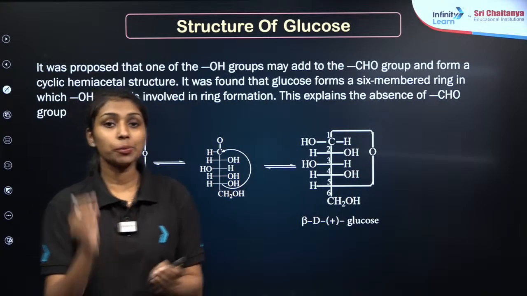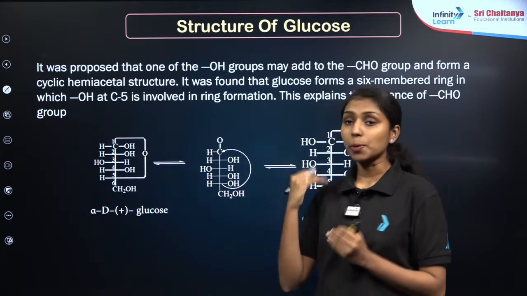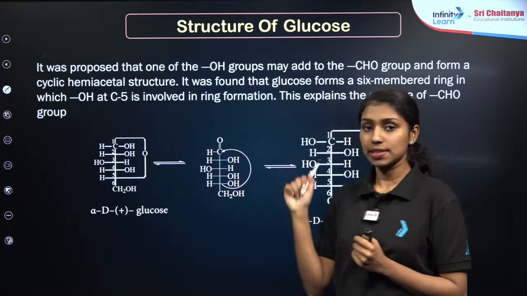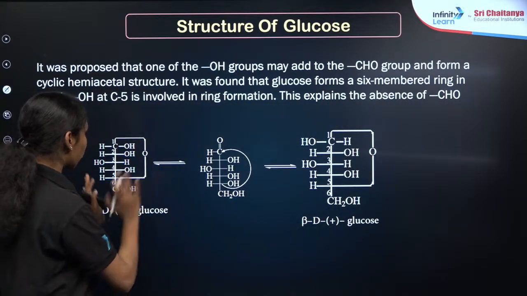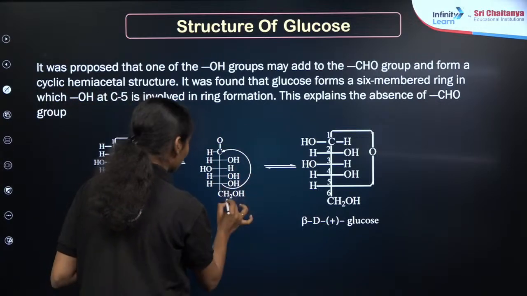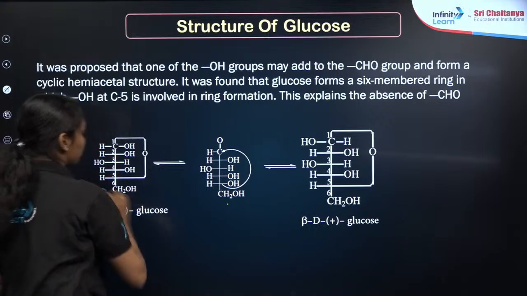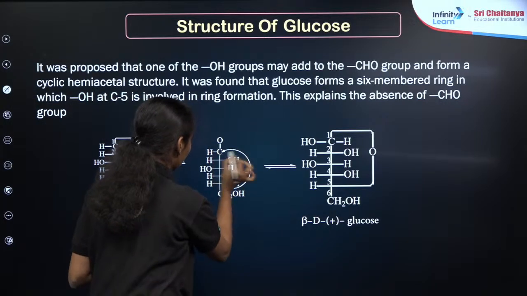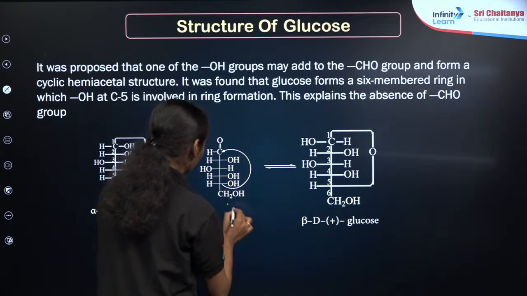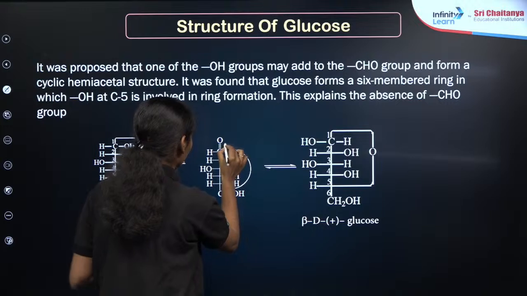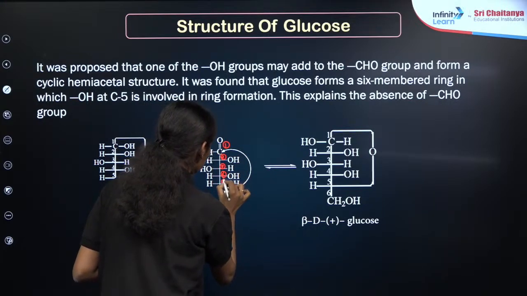So in order to overcome the limitations of the open chain structure of glucose, another structure was proposed, based on a cyclic structure, known as the cyclic structure of glucose. As you can see here, this is the structure of glucose, our Fischer projection formula. Our aldehyde group is present here. This is first, second, third, fourth, fifth.